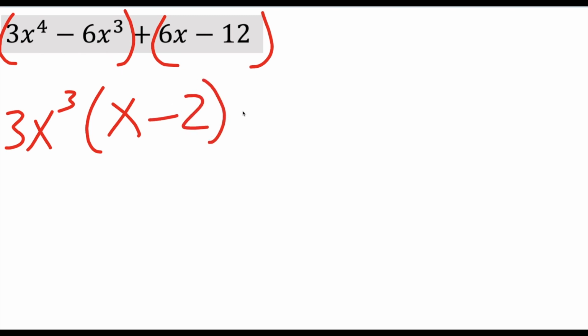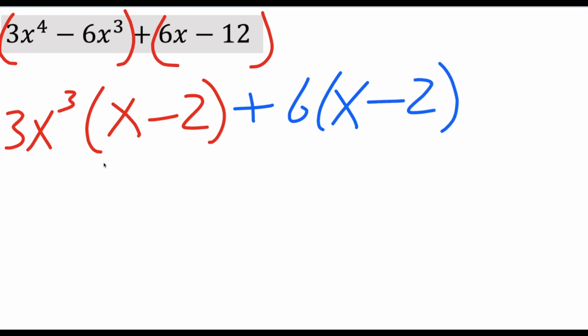Now we'll do those 2 pieces, 6x and negative 12. Well, 6 can go into both. 6, parentheses, 6 times what gives you 6x? x. 6 times what gives you negative 12? Negative 2. And again, we see that this term and this term match.